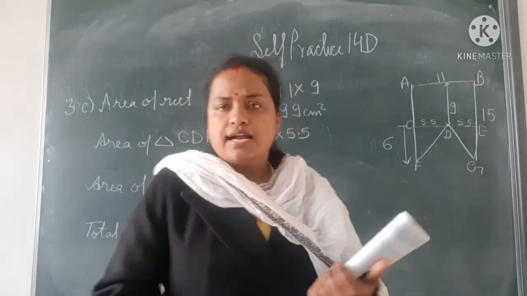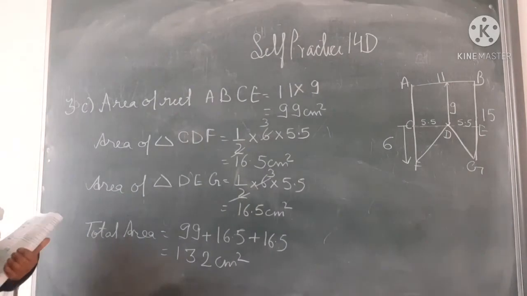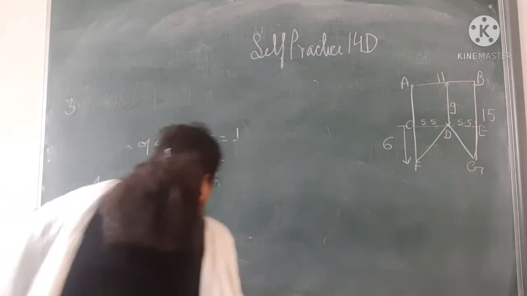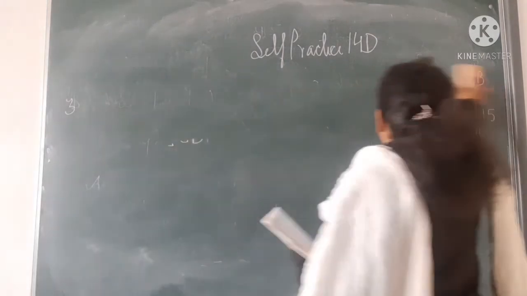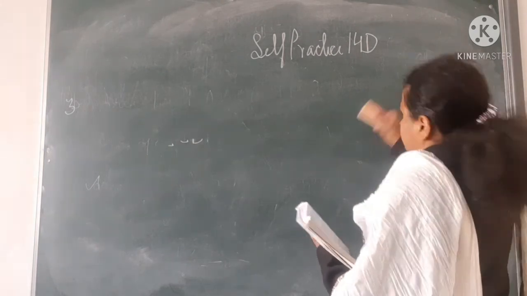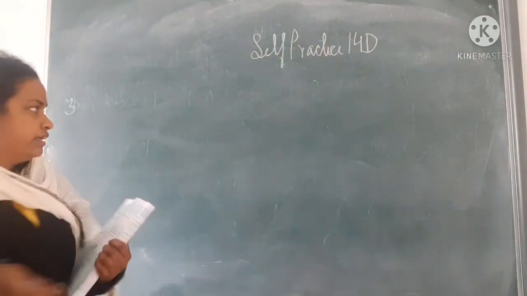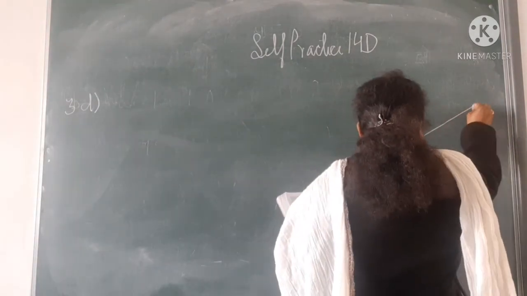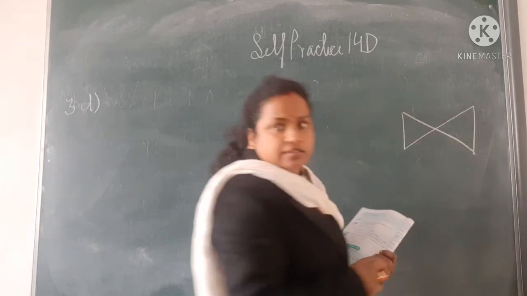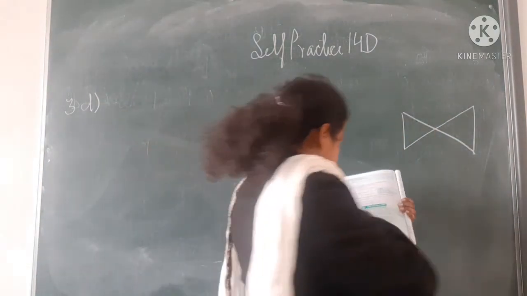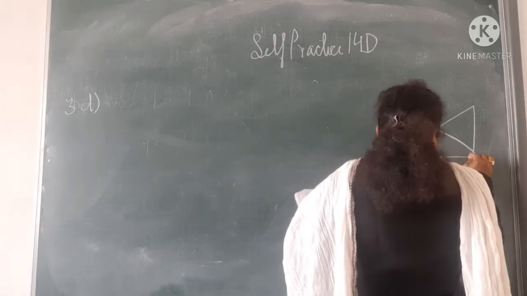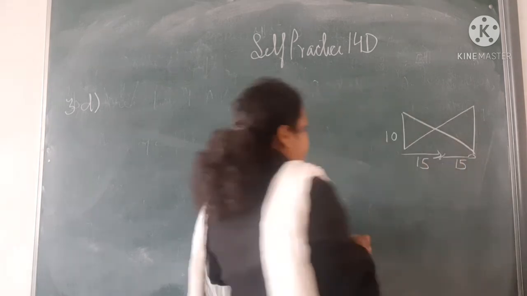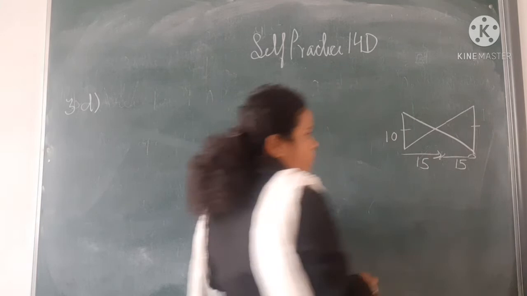Now let's start D part of it. Okay, third D. In third D part, you see your figure is like this. Okay, this is your figure. From here to here and here to here, this is given 15, this is given 15, and this is given 10. Okay, and it is given this and this are equal.